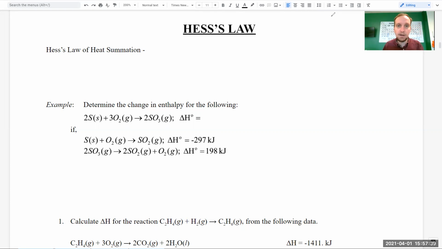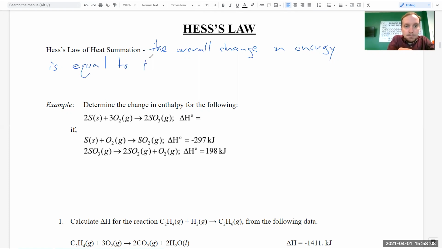Well, the way we could do this on paper is something called Hess's law. Hess's law, also known as Hess's law of heat summation, basically states that the overall change in energy is equal to the sum, and of course, whenever you see the word sum, that means add, of all individual reactions.